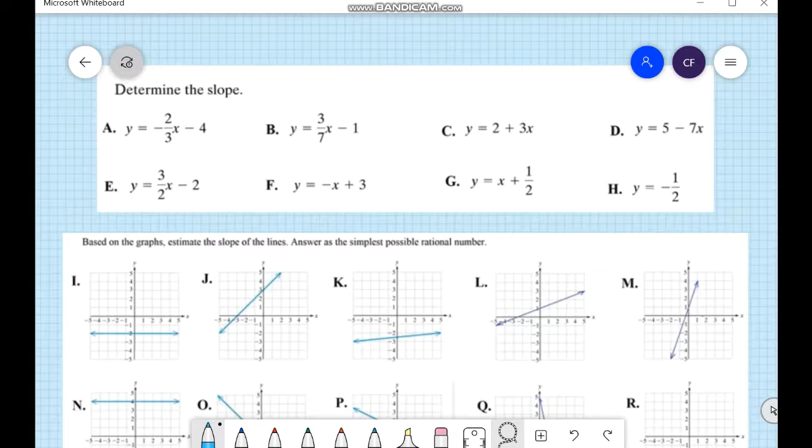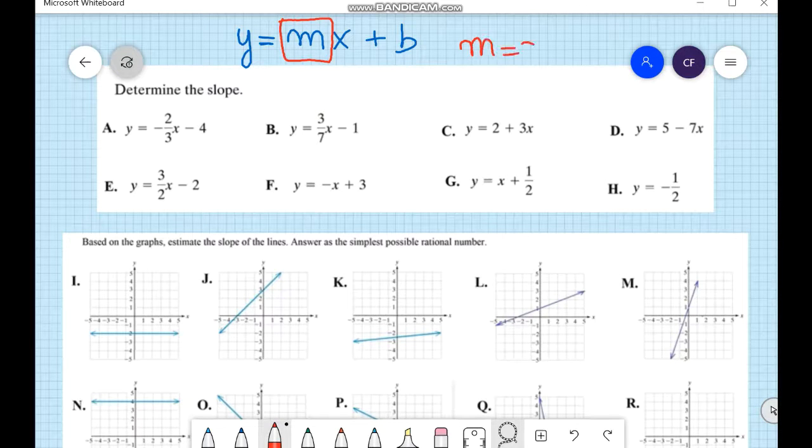The first part of the quiz, let's work on the quiz now. The first part of the quiz is this. Determine the slope. Pretty simple. Just remember that this kind of form of the equation, y equals coefficient of x plus b. You just need to identify m, the coefficient of x, to actually find out the slope, because m equals the slope.